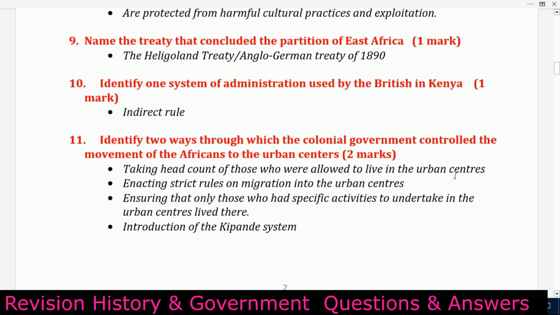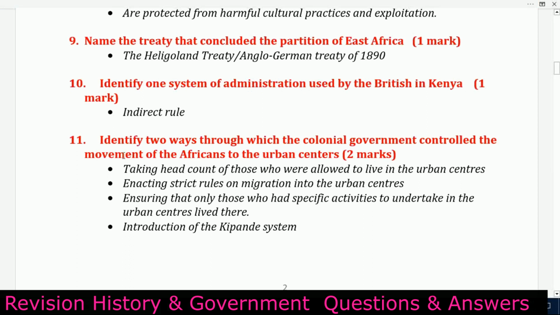Let's go to number 9. Name the treaty that concluded the partition of East Africa. That one is the Heligoland Treaty. In other words, you can call it the Anglo-German Treaty of 1890. Question number 10. Identify one system of administration used by the British in Kenya. You get 1 mark. That one is indirect rule. You can see it here.